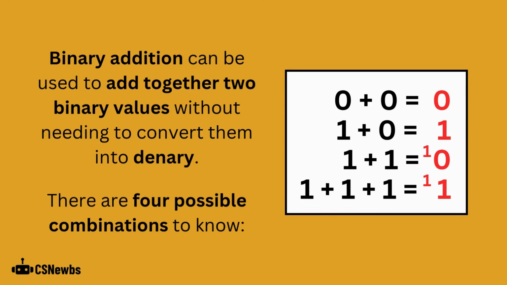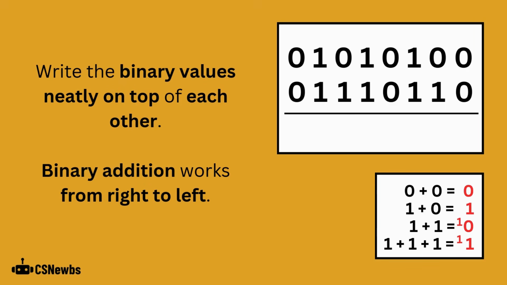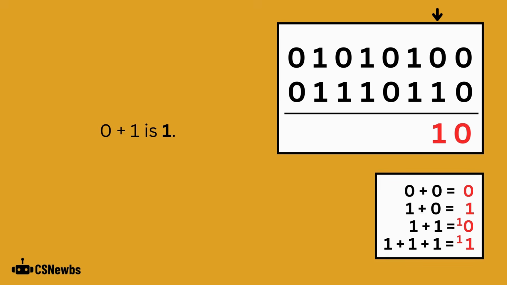1 plus 1 plus 1 is 3. 3 in binary is 1, 1. Write the two binary values that you're going to add together neatly on top of each other. Binary addition works from right to left. 0 plus 0 is 0, and this value is written below the other two binary values. In the next column, 0 plus 1 is equal to 1.